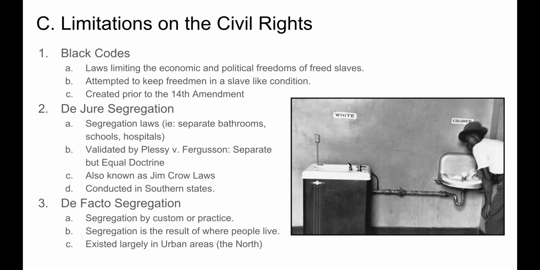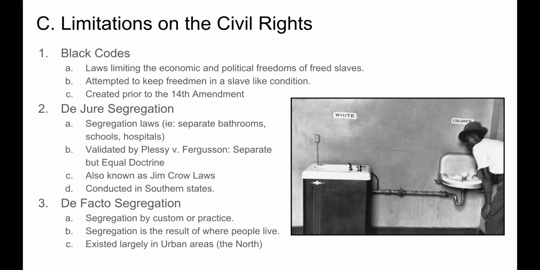So there's two types of segregation you should know. One is de jure and the other is de facto. And when we're talking about de jure segregation, it's a fancy way of saying segregation by law. So these are the Jim Crow laws that you are familiar with: separate bathrooms, separate schools, separate hospitals, separate drinking fountains.